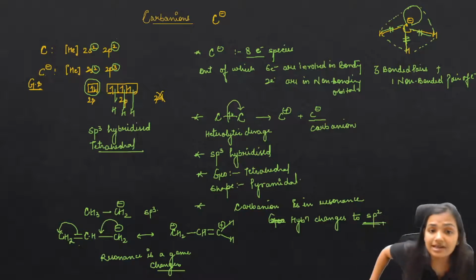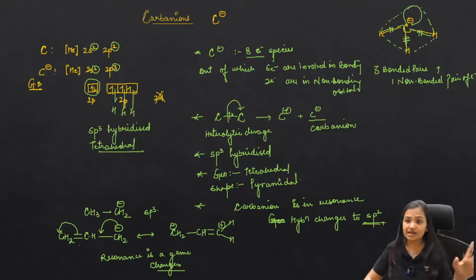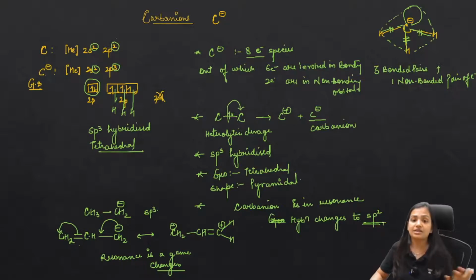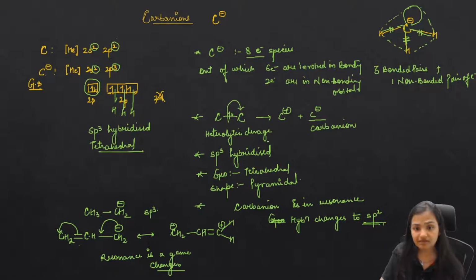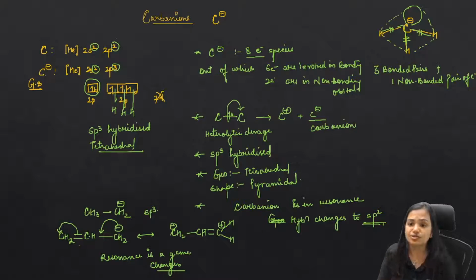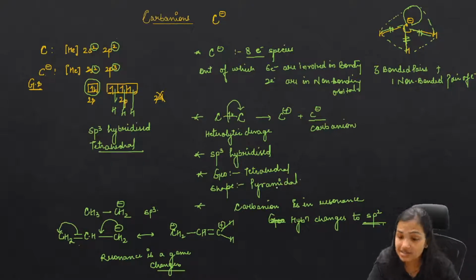So these are the few things that we need to know about the carbanion. A carbanion is an 8 electron species, out of which 6 are in bonding orbitals and 2 are in non-bonding orbitals. Carbanions usually form by heterolytic cleavage. They are sp3 hybridized, their geometry is tetrahedral, shape is pyramidal, but usually when the carbanion undergoes resonance, it becomes planar. Its hybridization will be sp2.